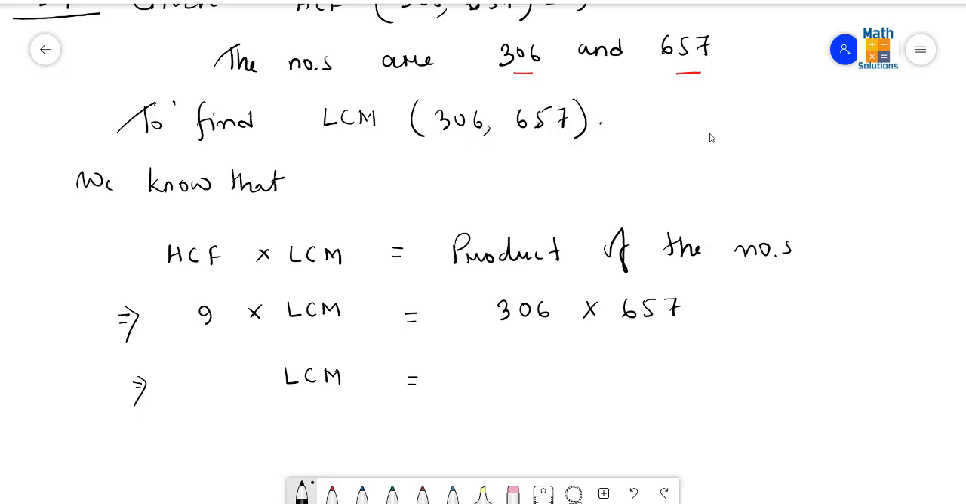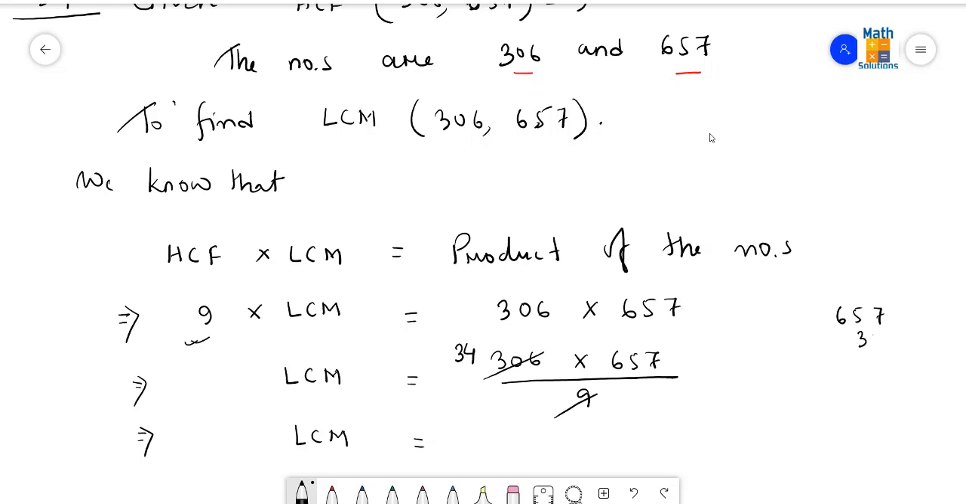So LCM will be what? We have to divide both the sides by 9 because we have to remove 9 from this side. So LCM is 306 into 657 divided by 9. Let's divide by 9. Cancellation will take place here. 9 3s are 27, then 36, 9 4s are 36. So LCM will be equal to 657 into 34.